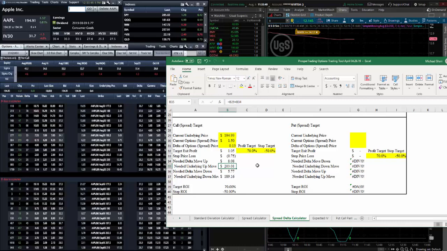Like I said, this is a straight line on the delta. Move down, same thing, using this static delta, we need about a $5.77 move down, and so I can set these for myself. Now, like I said, they're going to give you just a generic area, but it's at least a place where you can say, hey, I'm setting my target here, I'm setting my stop here, and it at least gets me in the ballpark.